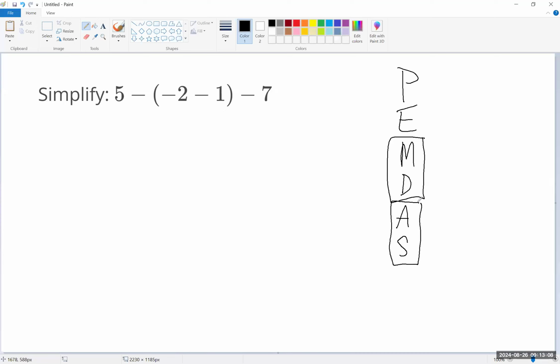The P means parentheses or grouping symbols. So there is something to do here. And I want to point something out, and that is, this is not real obvious. And that is that this symbol here is a negative sign.